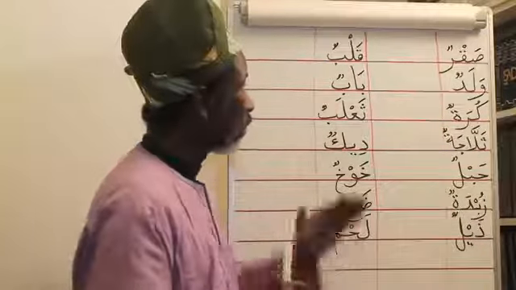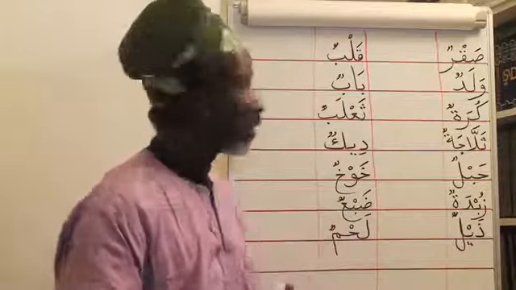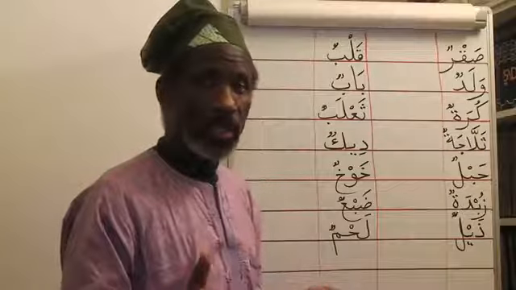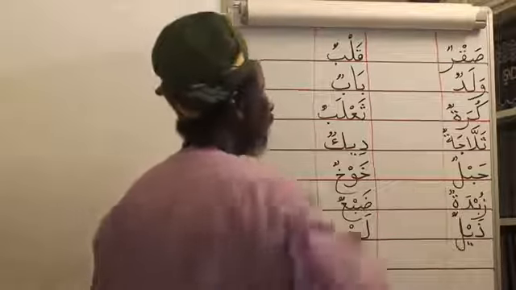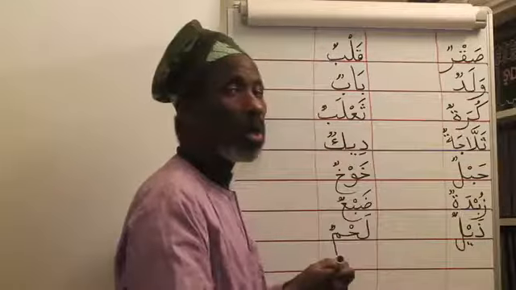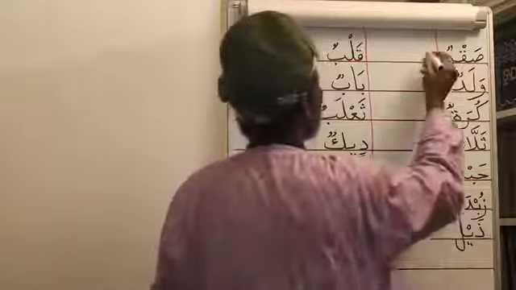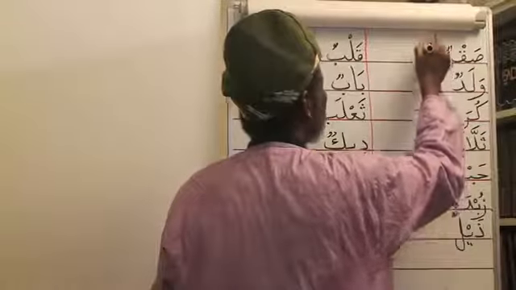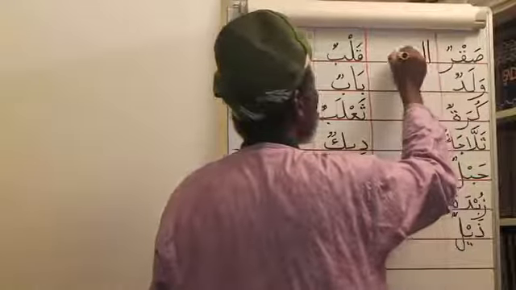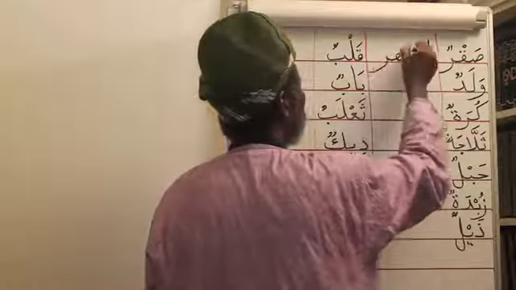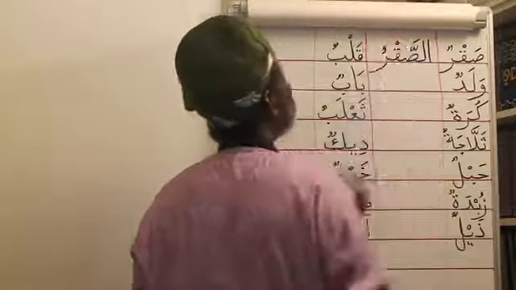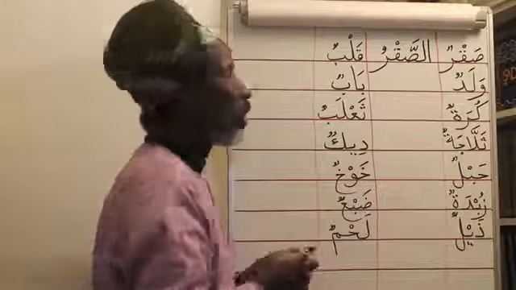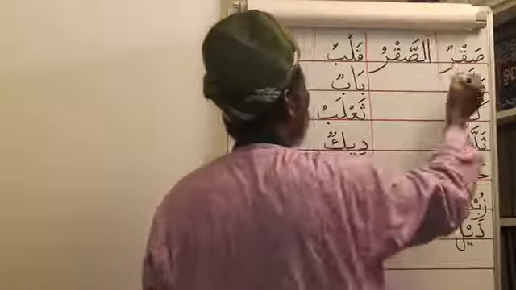We continue practicing the moon and sun letters. Sod, that's a sun letter. We add "al" of "the": As-Sokru, single U. Shadda on the Sod. As-Sokru.